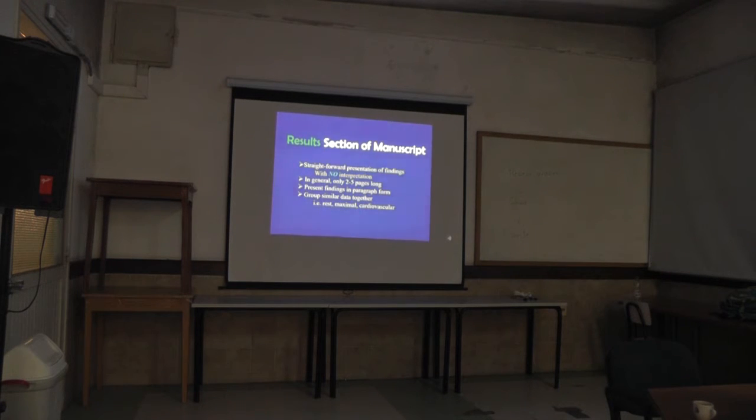Another reason to do that is journals will send your manuscript back and say you have too many figures. So they won't even send it to review to be looked at by other scientists until you get the figures reduced. So do use figures, but make certain it's only on the important, significant data.